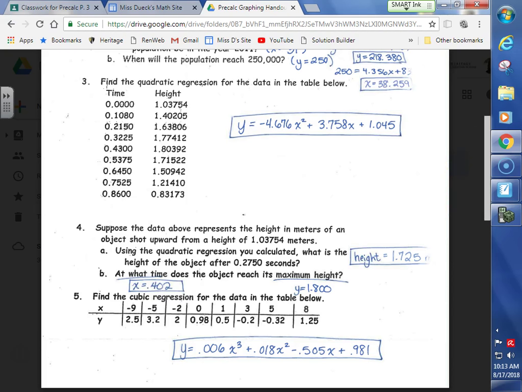Isn't the height of the object plus the height of 1.03754 meters? No, because check it. At time 0, it's already been 4. So it's already being accounted for. The function is including that. No, it was a good idea, though. That's very creative, and sometimes that's necessary in physics. But the model accounted for the initial height. Good question.